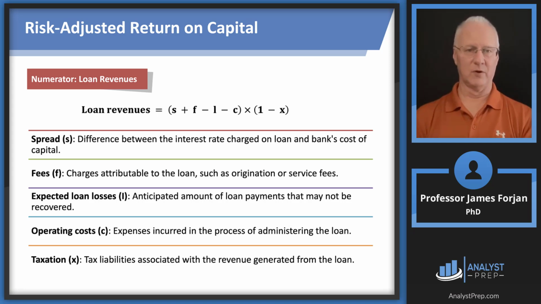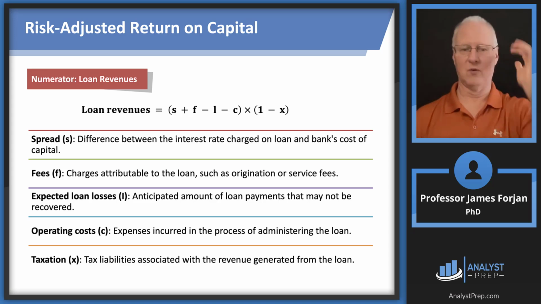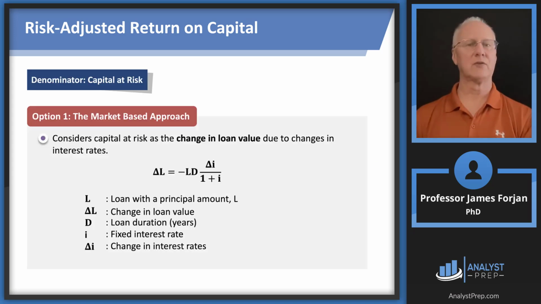Here's a good formula for loan revenues. You'll have to remember that. Take the spread, add in fees, subtract out any expected losses, and then subtract out any operating costs. And then we have to adjust it by the tax rate. So 1 minus X, where X is the tax rate.